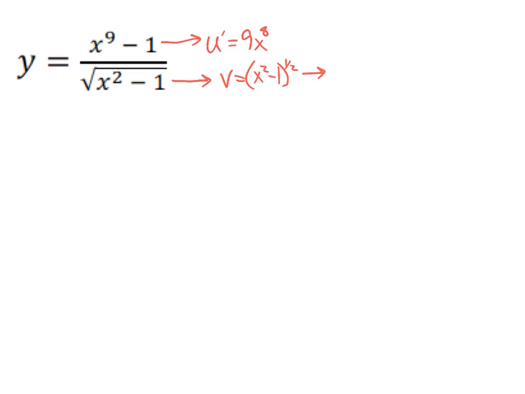Well, when you're identifying v, forget about the fact that it's in the denominator. It is what it is. Okay? That's a good question, though. You just pull it out of the denominator, and that's what v is. Okay? Now, when I take v prime, what's that going to give me?